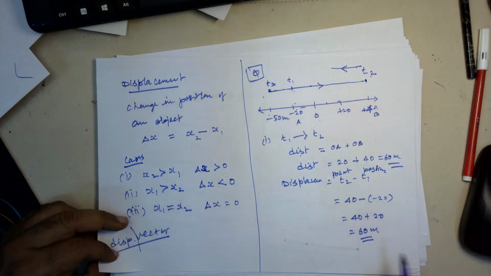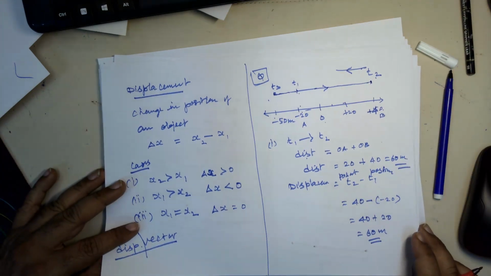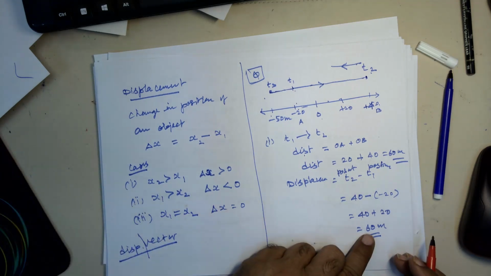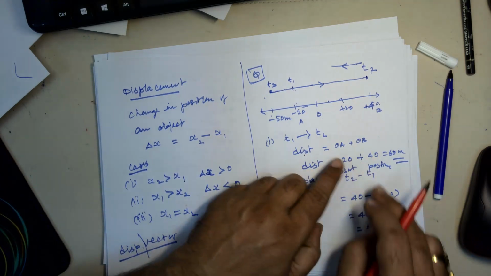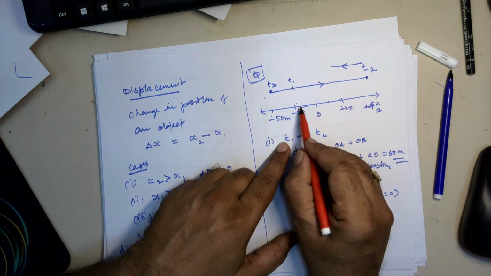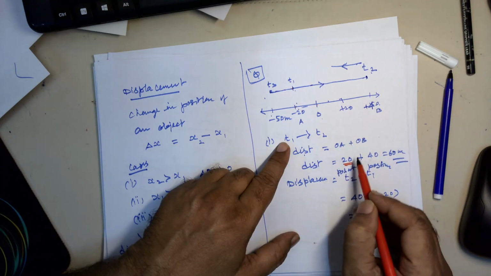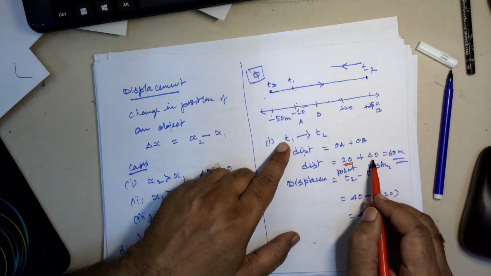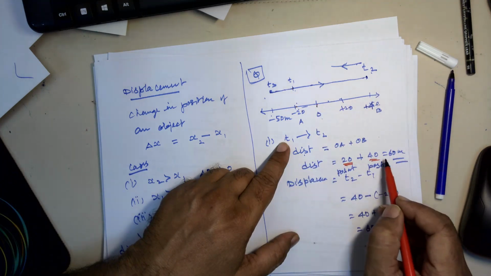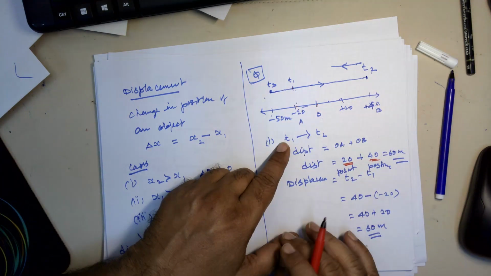This is because we have to consider only the distance from the original point. For example, 60 meter, say that is T1 to T2. So from here to here, there is already 20, right? And from O to 40, that is 40. So totally 60, right? So this distance is 60.